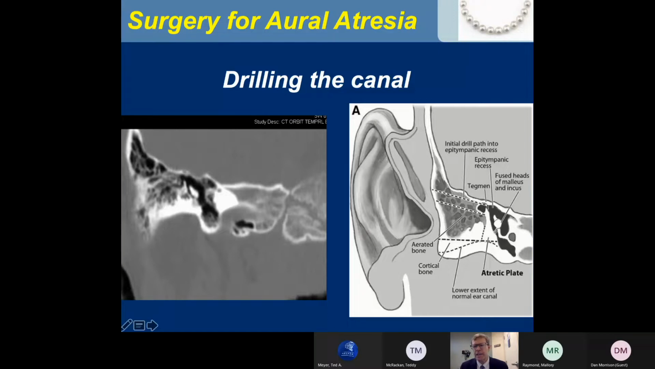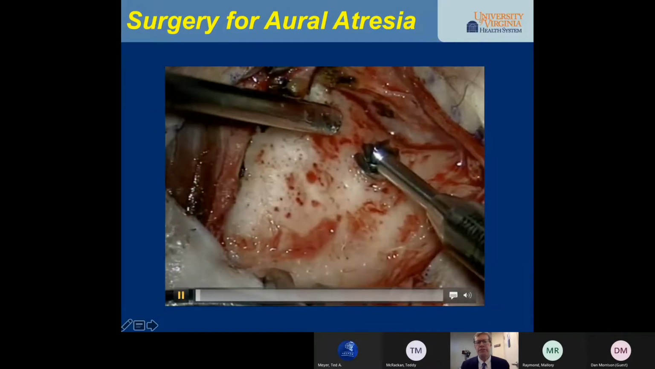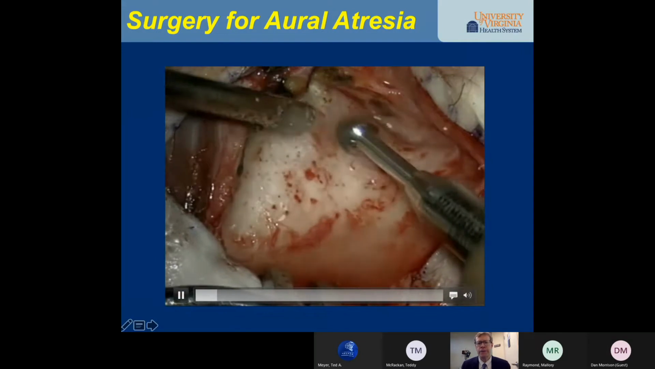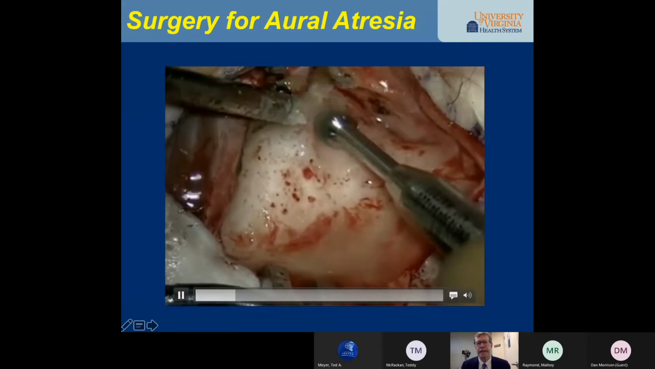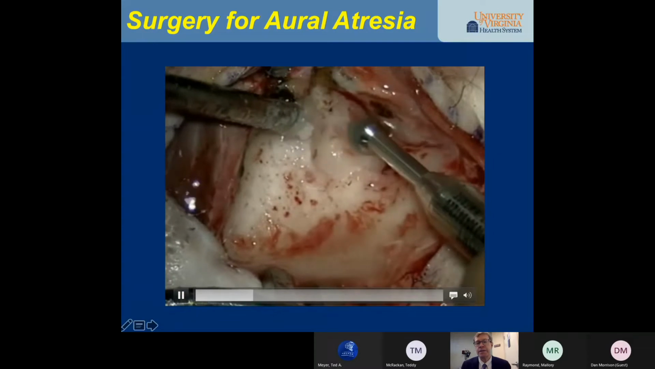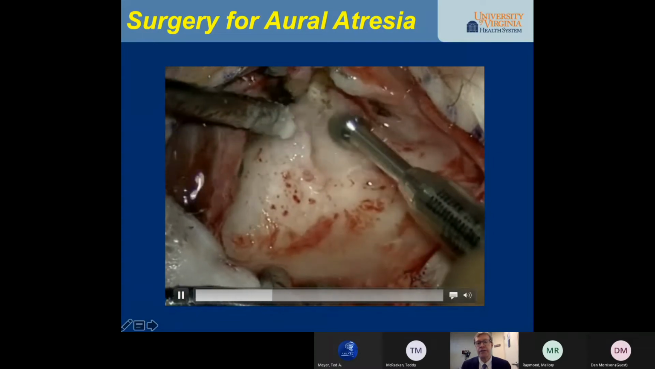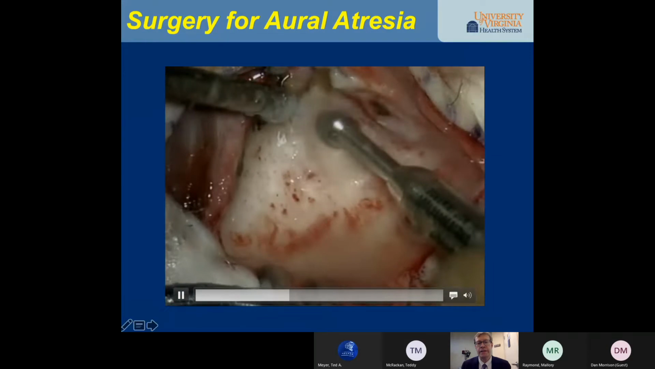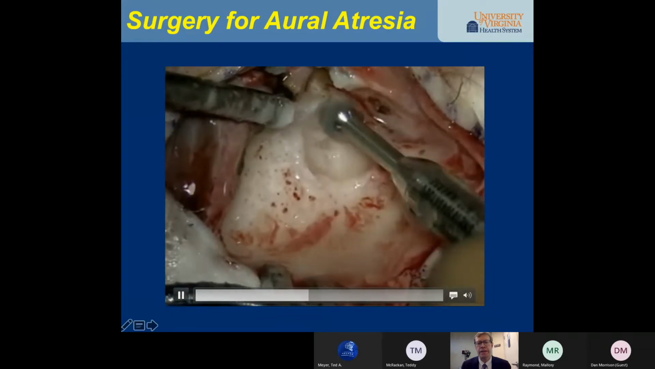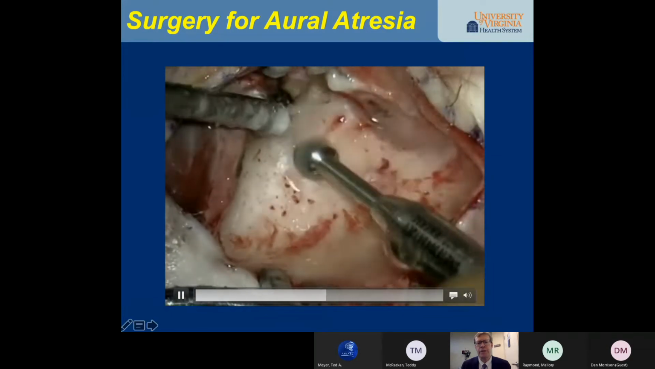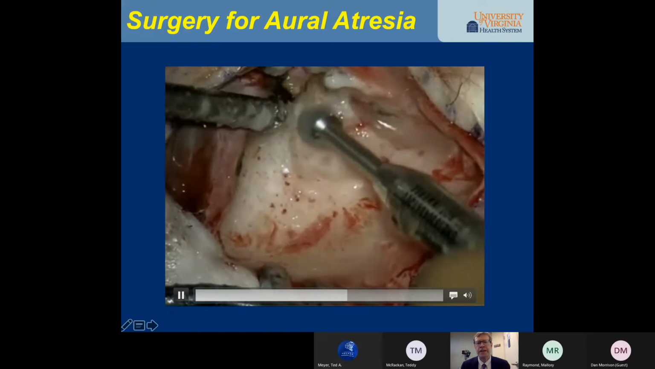So here's the tegmen, here's the drill path to identify the big epitympanic airspace, and then we start drilling down the atretic plate, which is right here, to liberate the ossicular chain. So I start with a 5mm cutting drill burr. Again, it's a right ear, and I'm staying just like we would do a mastoidectomy, staying at the anterior glenoid fossa and the superior linea temporalis. And I'm opening the canal and I'm pushing my way superiorly so that I can identify the tegmen.